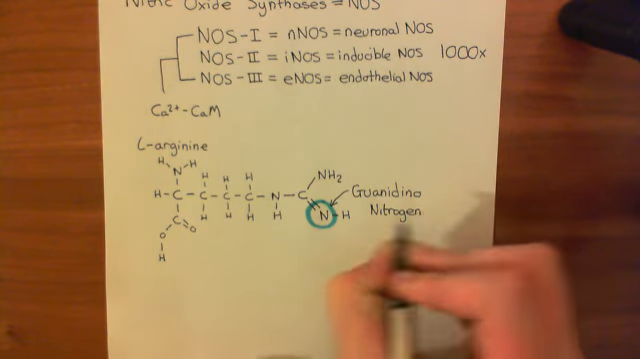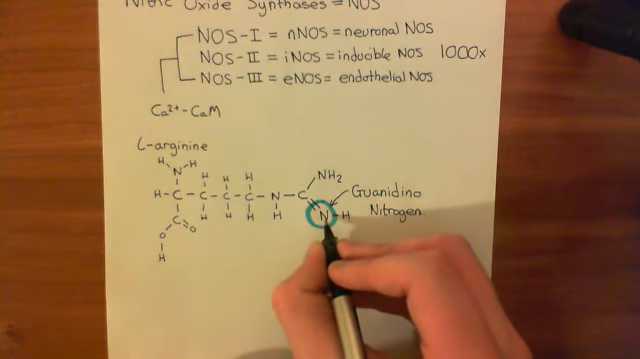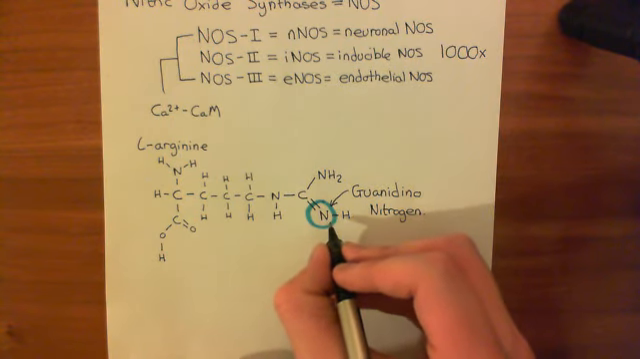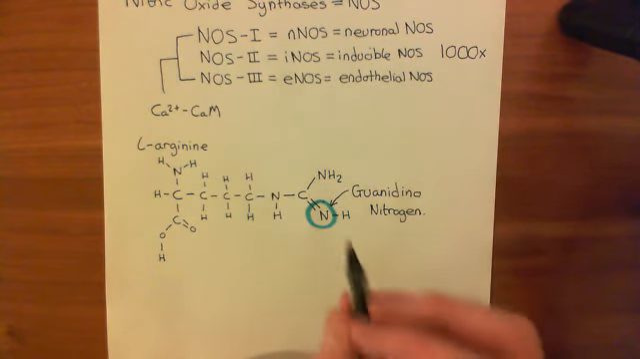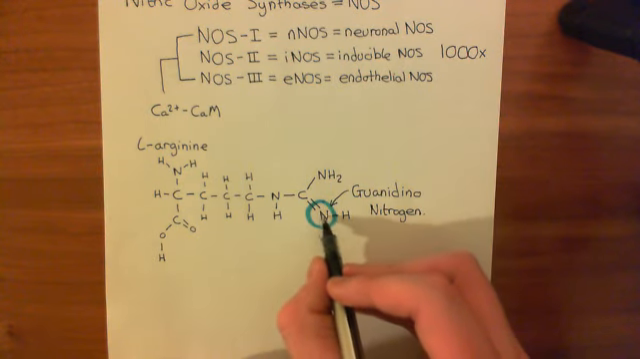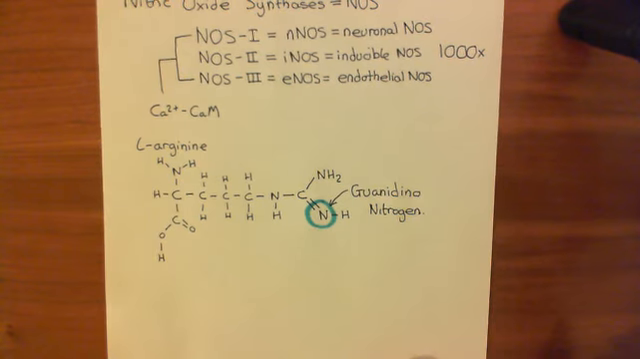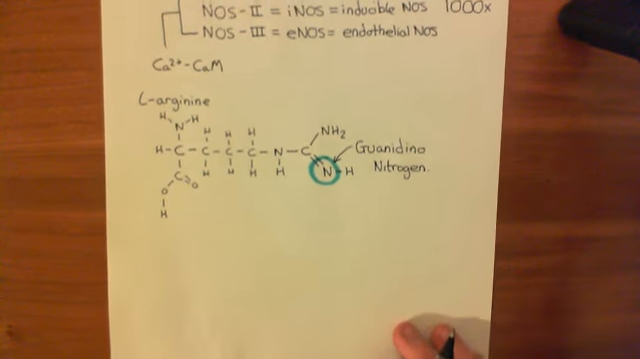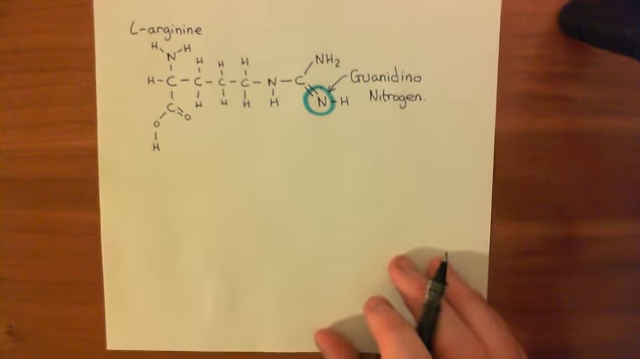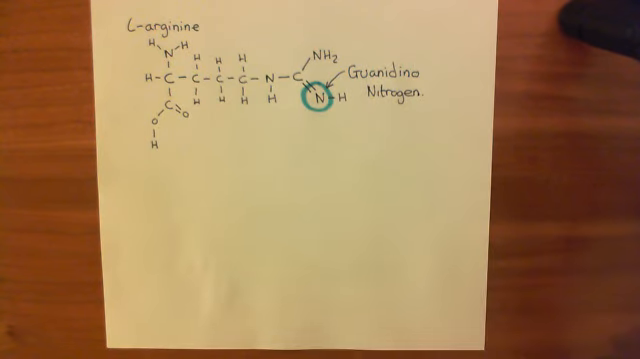Okay. And it is the nitrogen that we are going to use in nitric oxide. So when we finally do get nitric oxide, it will be this nitrogen atom that has actually been put into our nitric oxide. Okay, right. So the reaction to produce nitric oxide has 2 steps.